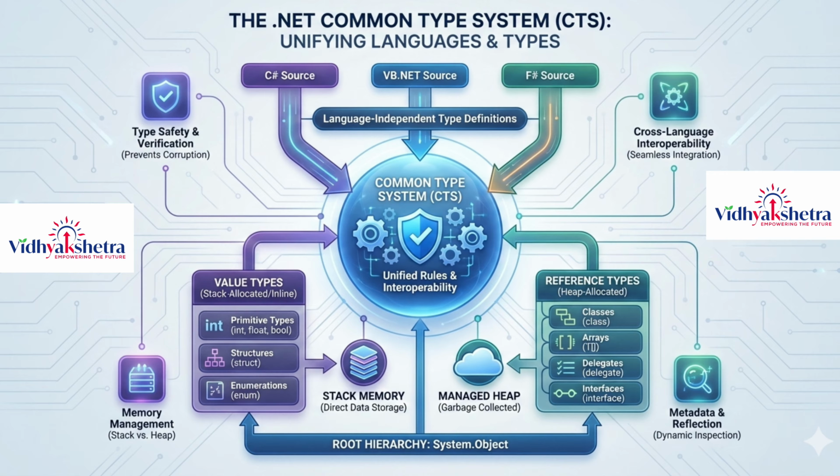Before the introduction of .NET, language interoperability was extremely difficult. Each programming language had its own type system, memory representation, and calling conventions. Combining components written in different languages required complex wrappers or interfaces. CTS solves this problem by defining a single unified type system that all languages compile into.